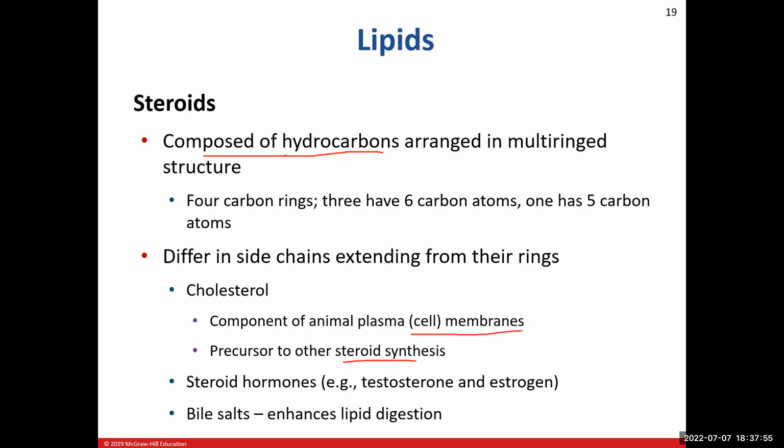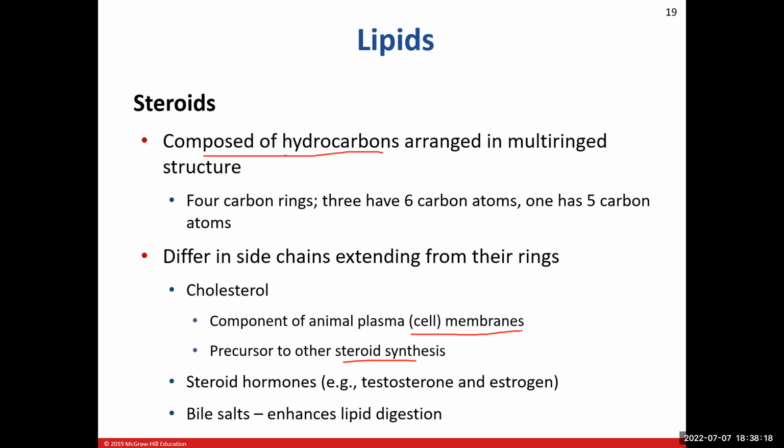If you recall, when we talked about the cell in chapter 4, the cholesterol, when it's added into the plasma membrane, allows the plasma membrane to be more tolerant to handle temperature extremes. So cholesterol is very important in that regard.